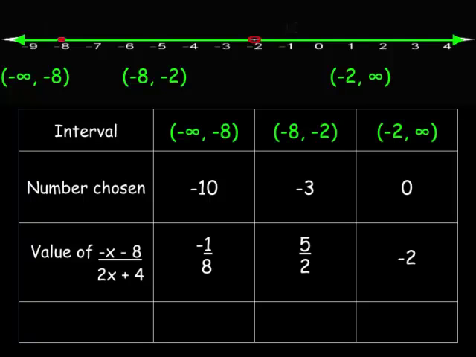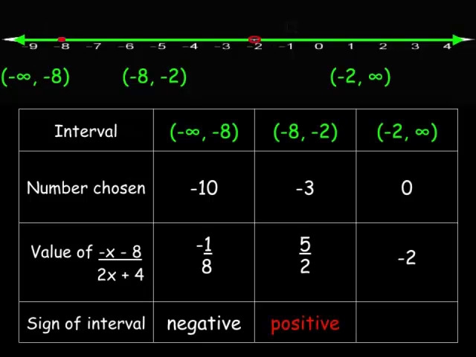What we are interested in is the sign of the interval, and so whatever the sign turns out to be at the test point, that is the sign of the rational expression on the entire interval. It's negative on the leftmost interval, but in the middle interval, the rational expression is positive. So that's part of our solution, and it becomes red. The third one, the rightmost interval, is negative.